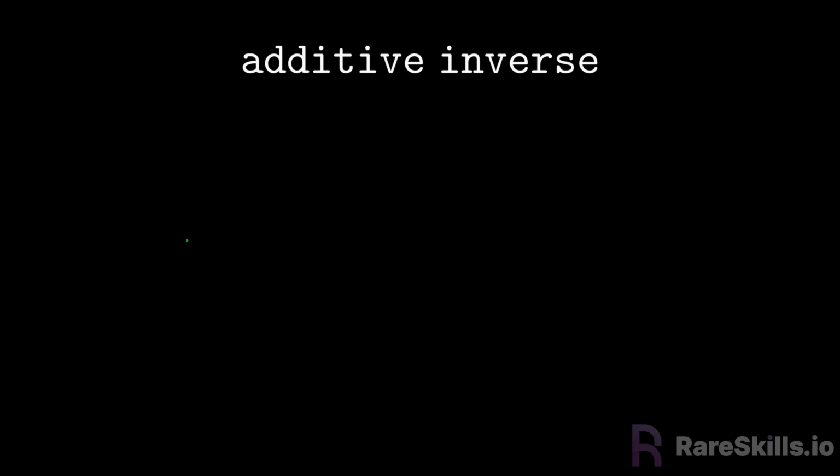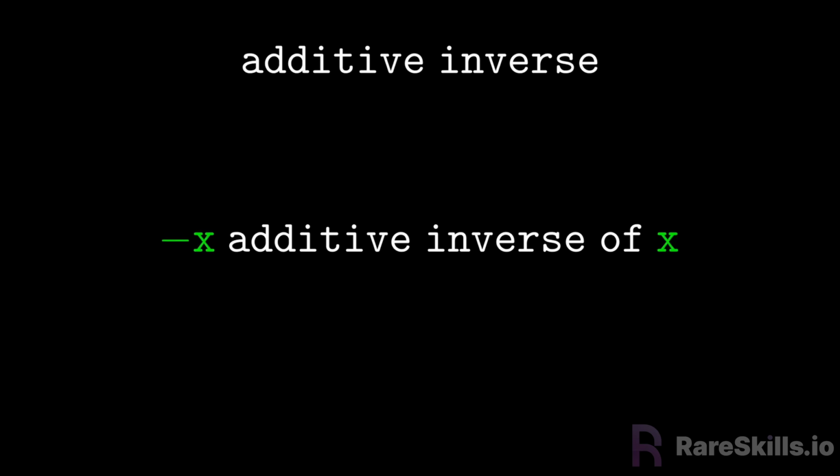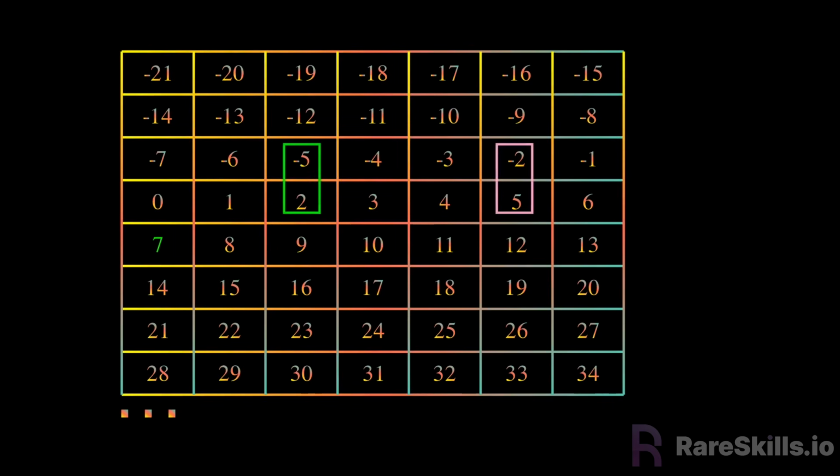The terminology we use for this is additive inverse. The additive inverse is the negative of another number. -5 is the additive inverse of 5, and vice versa. And 5 is the additive inverse of 2 in our finite field. In a sense, 2 behaves like -5, and 5 behaves like -2.